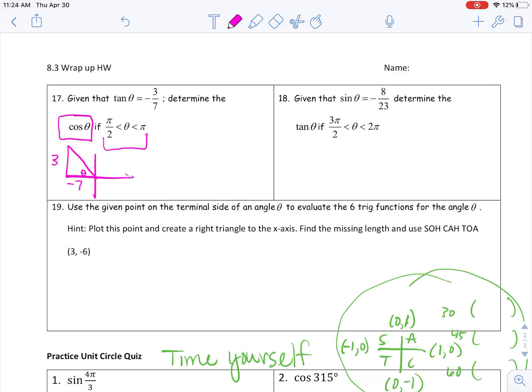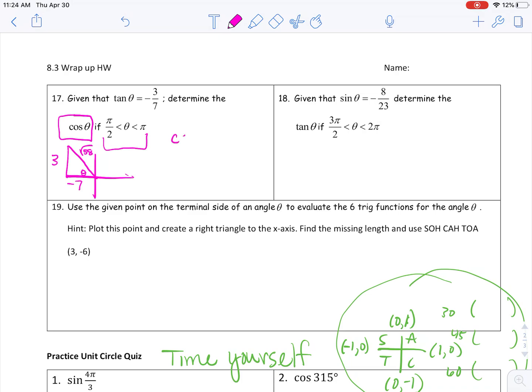The 7 is what's negative since that was the x direction. So I'm going to find the hypotenuse by doing the Pythagorean theorem. So I'm doing 3 squared, which is 9, plus -7 squared, which is 49, and that gives me a 58. So the square root of 58, I'm going to see if I have any perfect squares in 58. And I do not. So square root of 58 is simplified and fine.